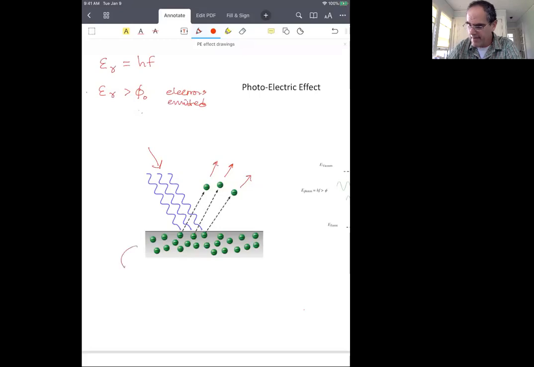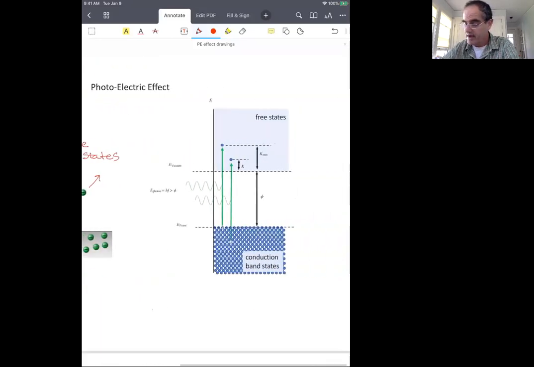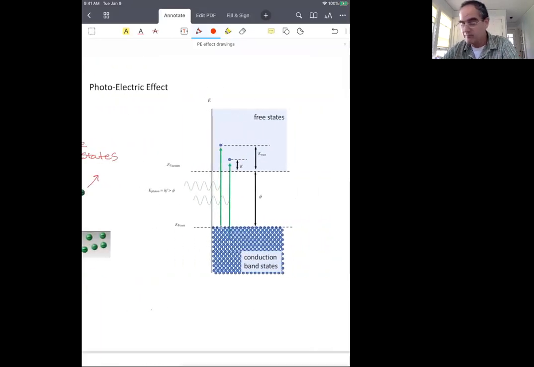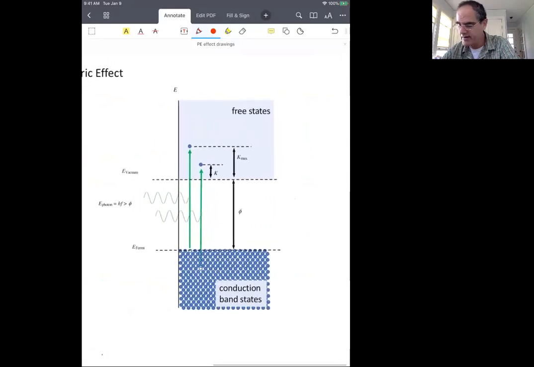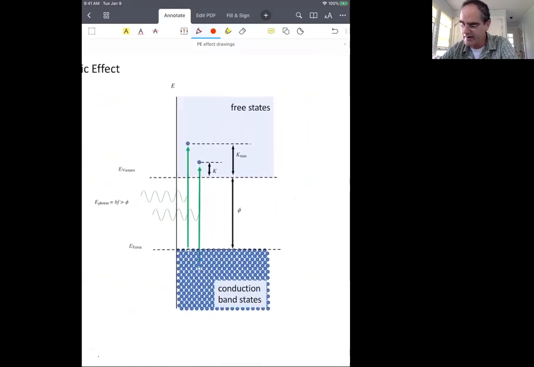So the electrons in the metal, those are in what are called conduction states. They're bound to the metal, but they can move around within the metal. The electrons that are emitted are in free states. Okay? Now, we can describe this with a second sort of cartoon picture here, which is an energy diagram.